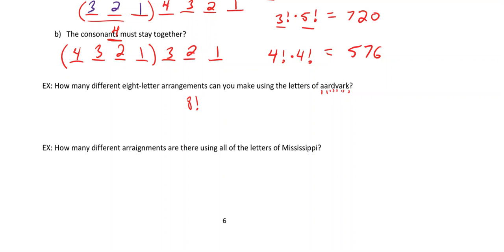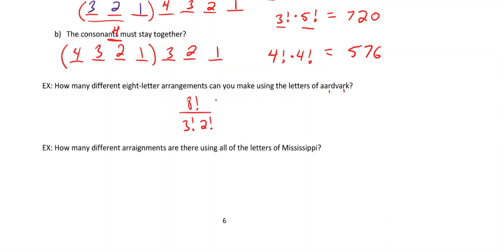But now we've got some repeats. So the way that we get rid of the repeats, right? So it is just by dividing by the repeats. So we've got 3 A's. So there's got to be a 3 factorial down there. Do we have anything else? We've got 2 R's, right? So then it's going to be 2 factorial.